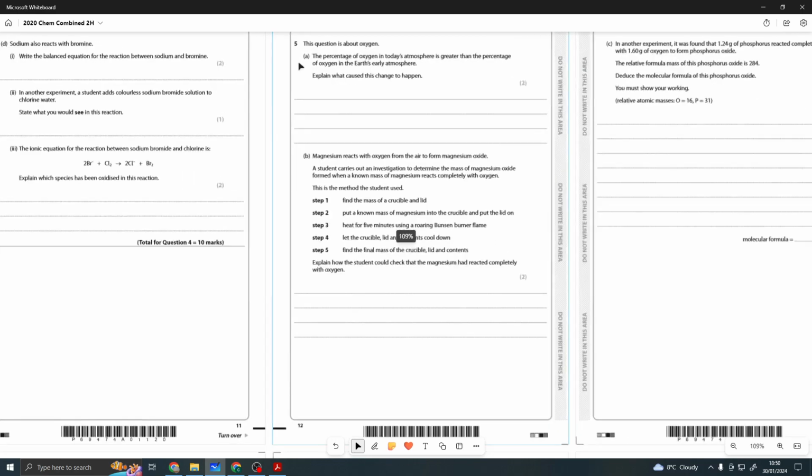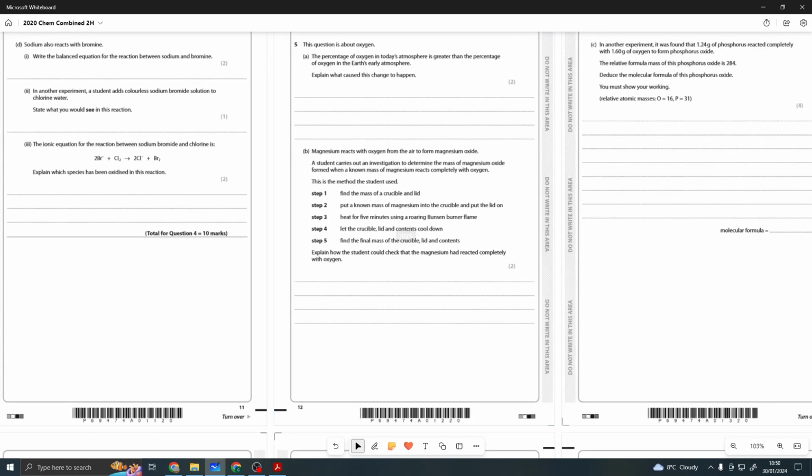It says, sodium also reacts with bromine. Write a balanced equation for the reaction between sodium and bromine. So let's do this. So we've got Na, okay, plus Br2. That's going to give you NaBr. Okay, now I've got to balance this, so we've got 2 bromines here, so we need 2 over here, so you need a big 2 in front of that to give you 2 bromines. We've now got 2 sodiums, you just need a big 2 there, and there we go.